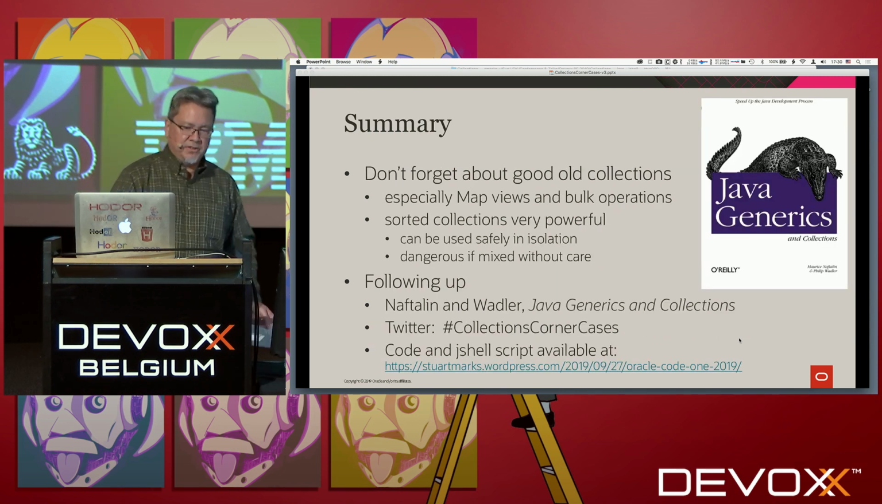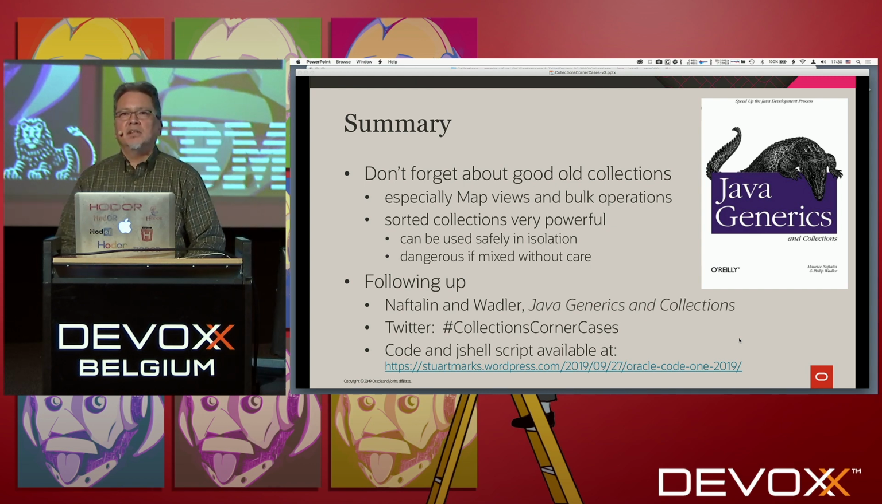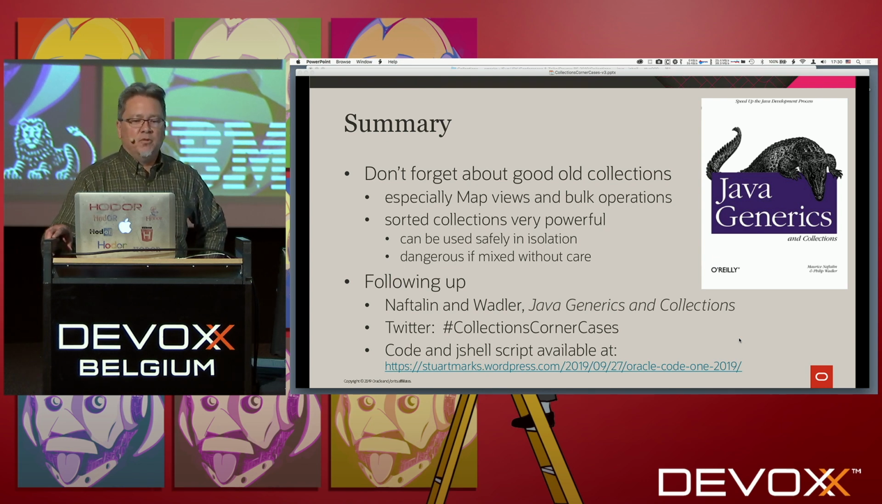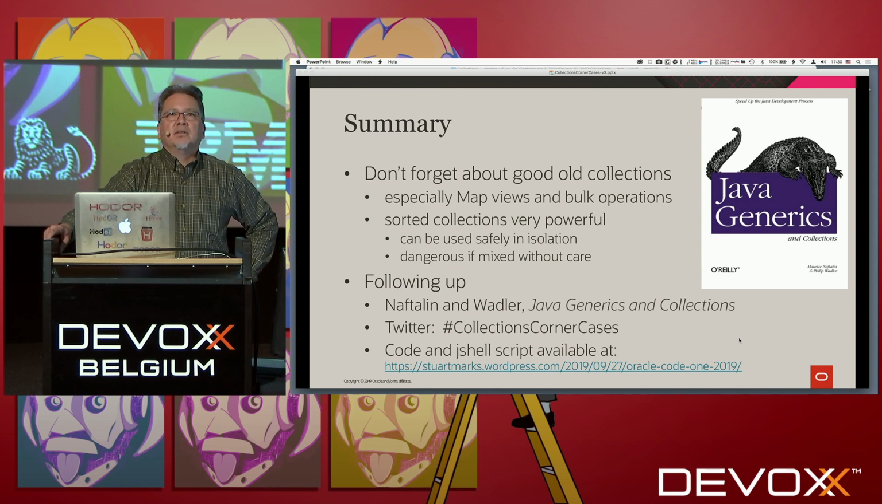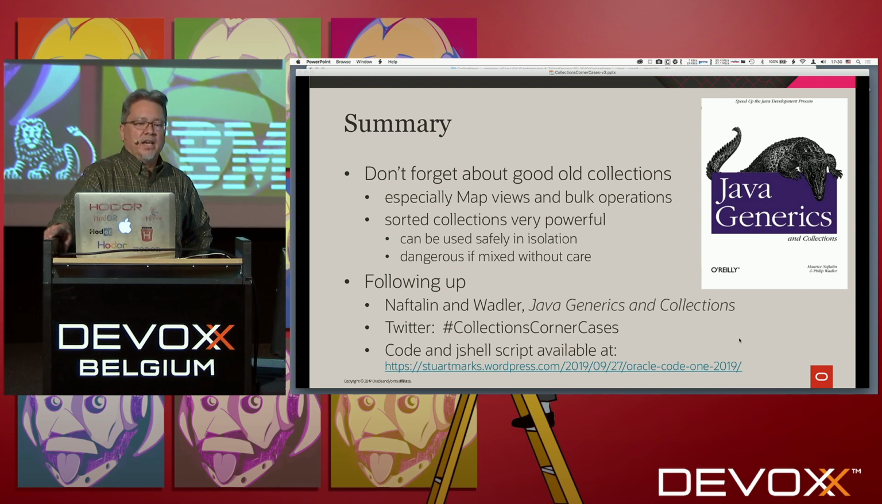And finish up with a summary here. OK. First half, talked about view collections. Look through the collections API. There's a lot of useful stuff in there, especially with bulk operations. There is not very much material out there about this kind of stuff with collections. I think the best reference is Java Generics and Collections, a book by Naftalin and Wadler.